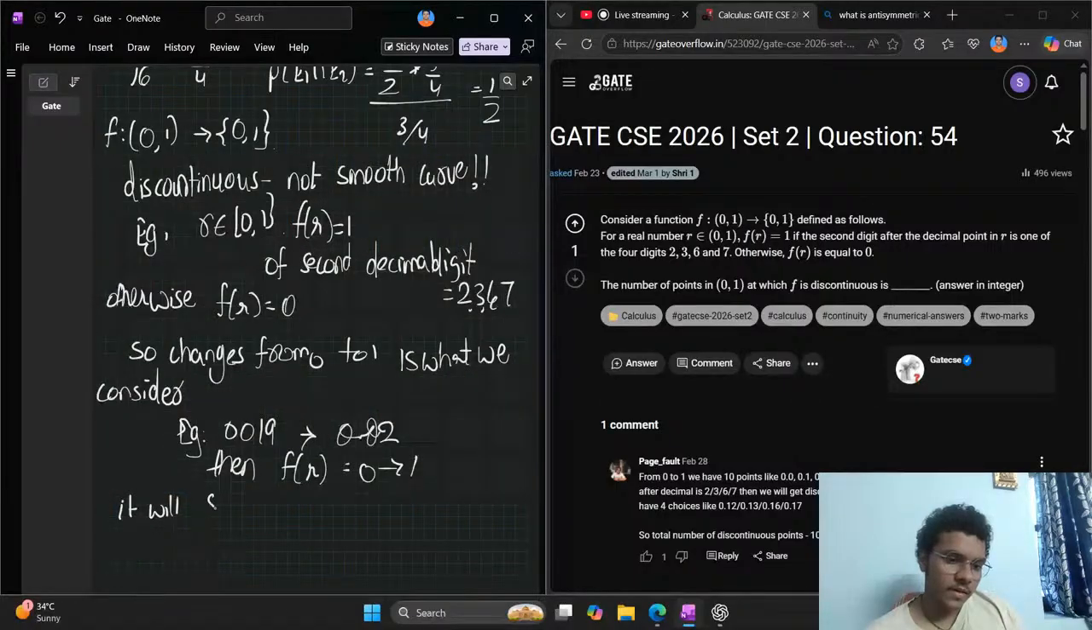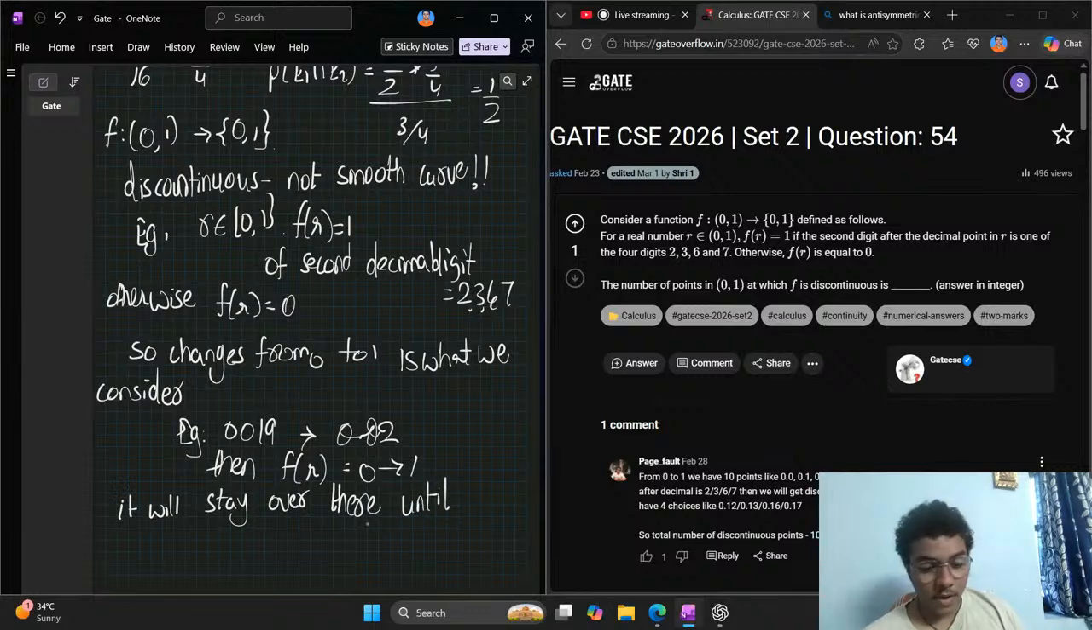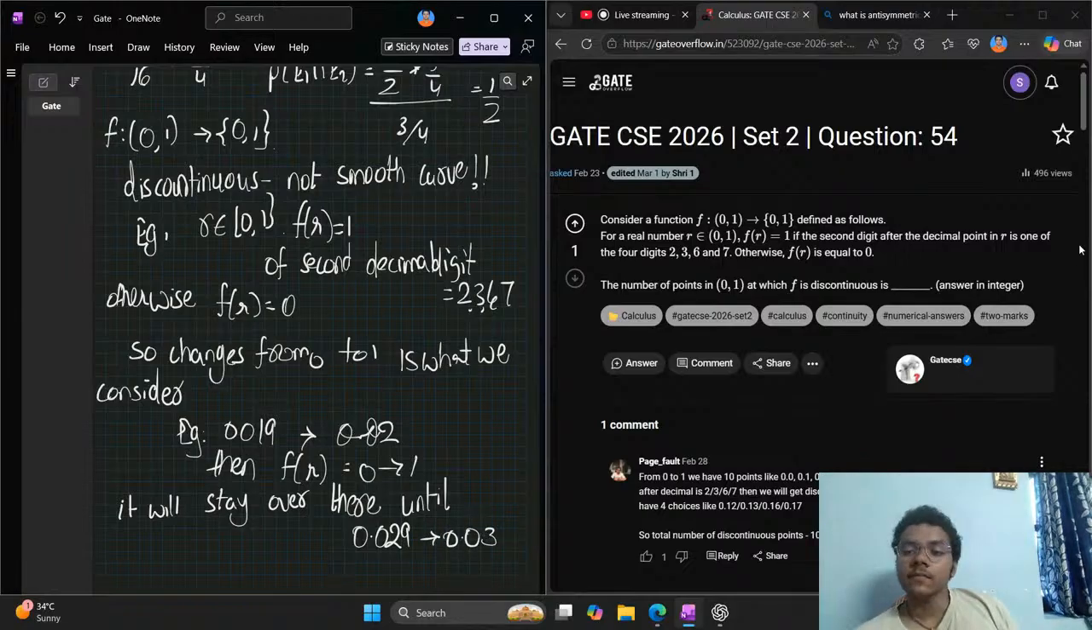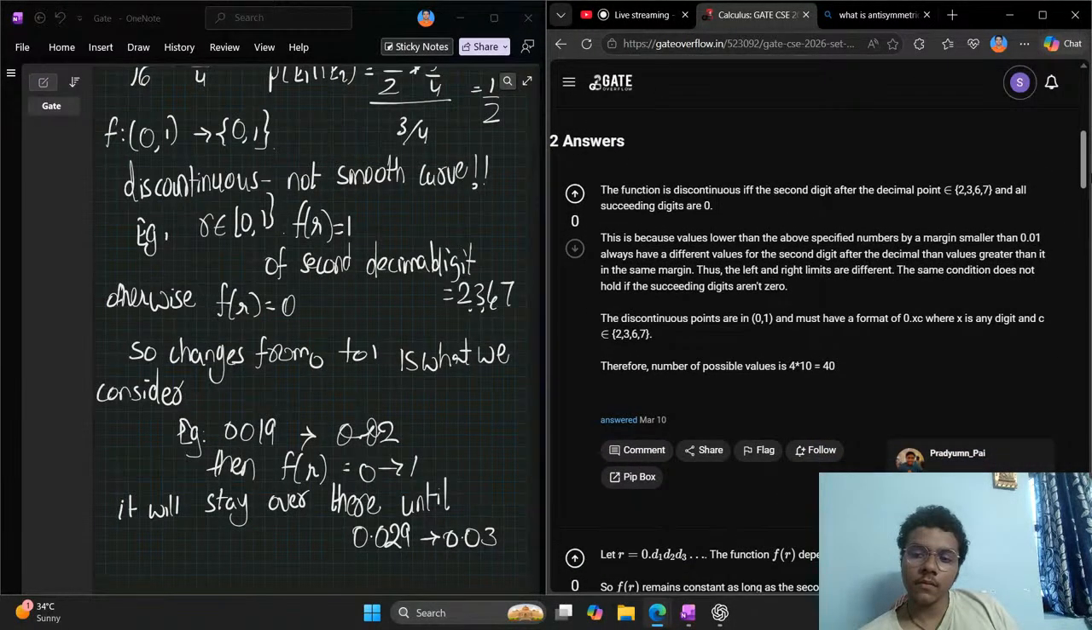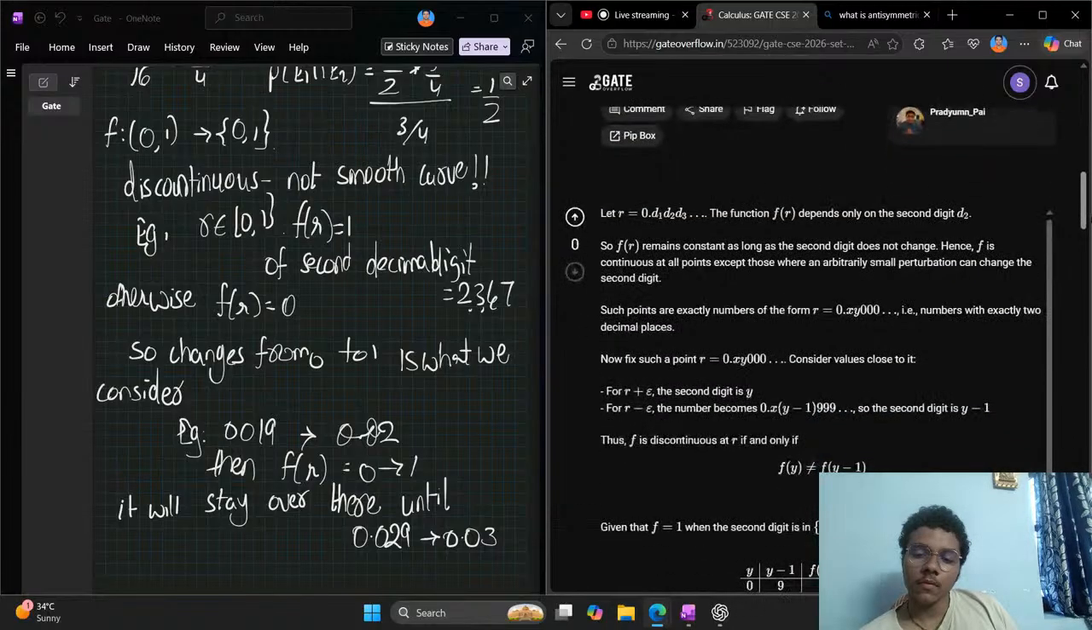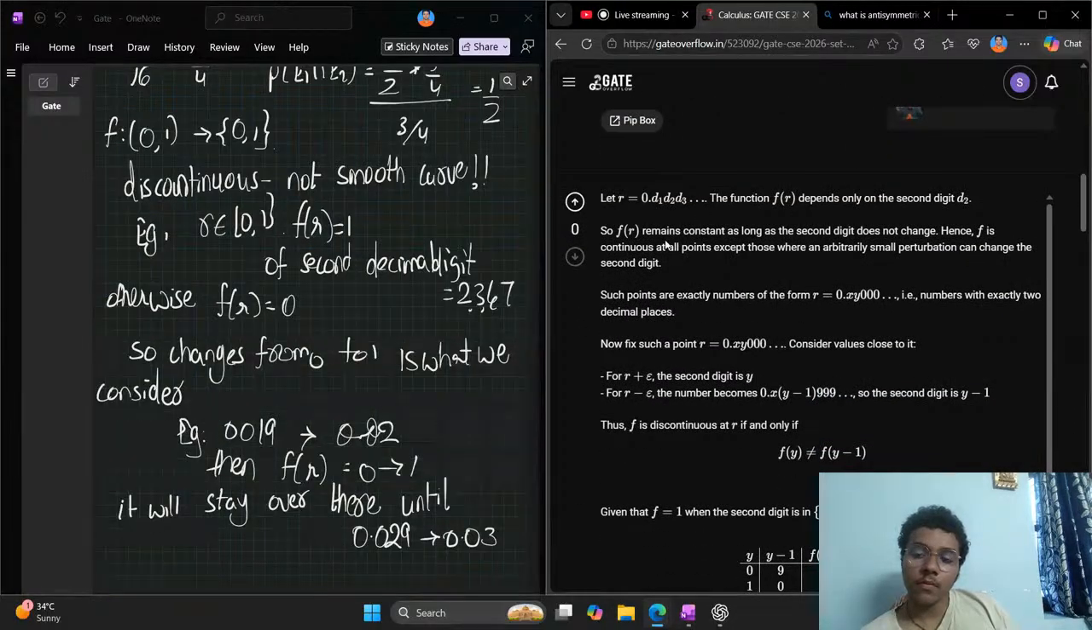Then f of r will go from 0 to 1. It will stay over there until the perturbation. Okay.